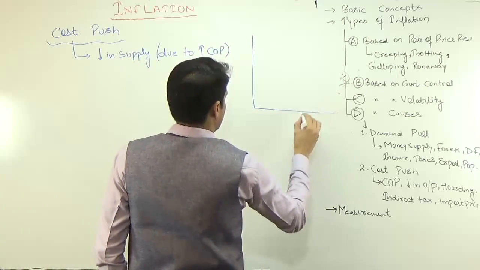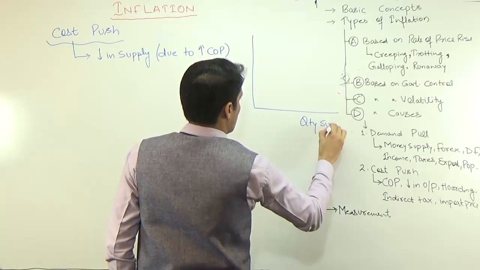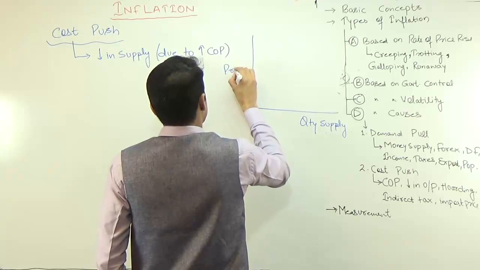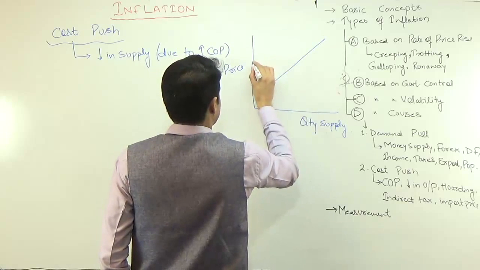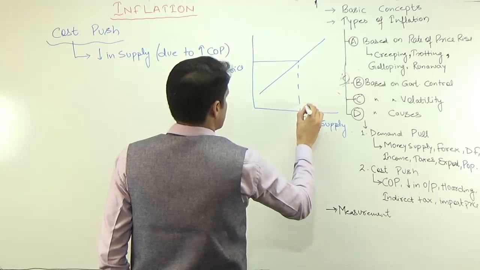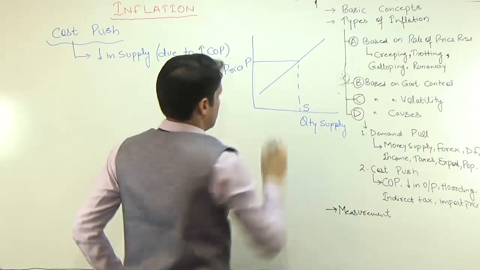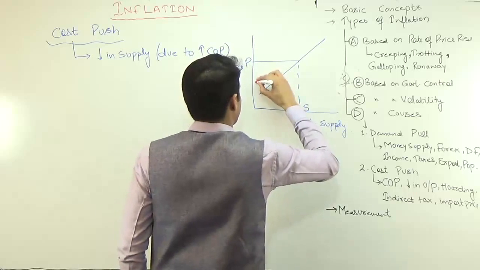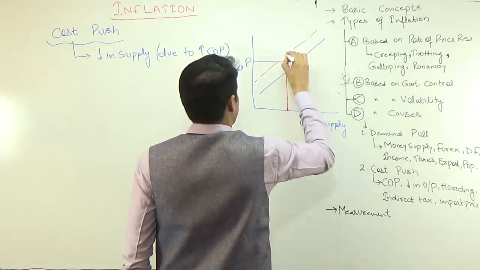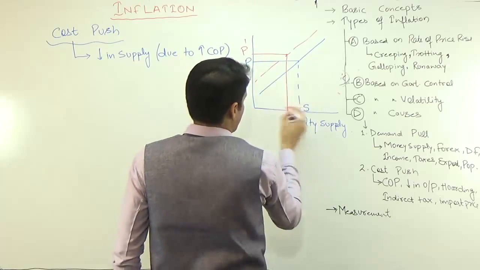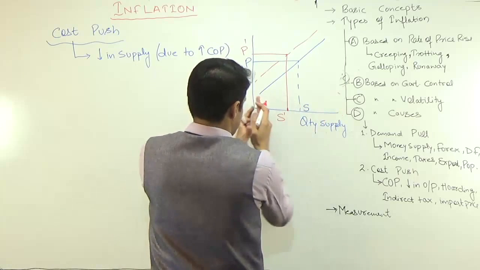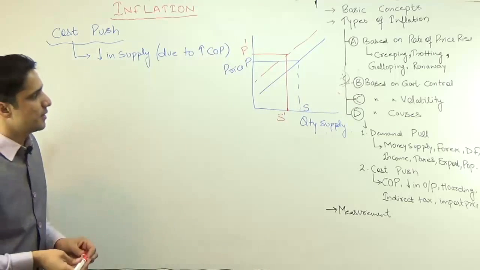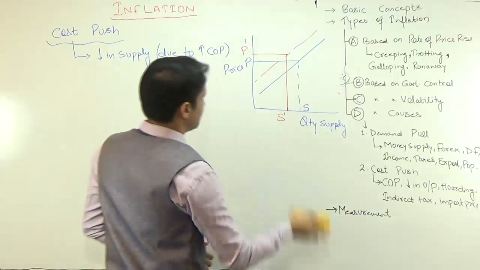And in this case the graph will be like this. Suppose this is quantity supply. This graph we will discuss in microeconomics, and this is price. So at this price, this is the supply. So this is S, this is price P. But suppose the supply decreases and the new supply is this one, S dash. When supply has decreased, the price has increased. Such type of inflation is known as cost push inflation.